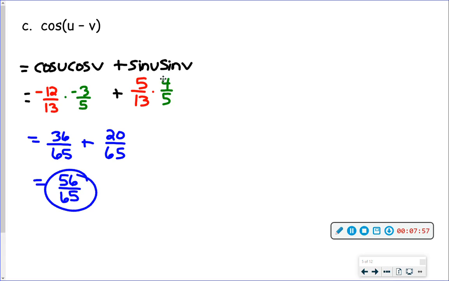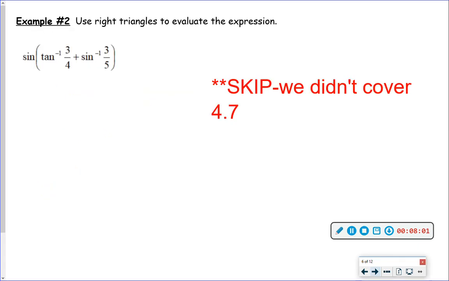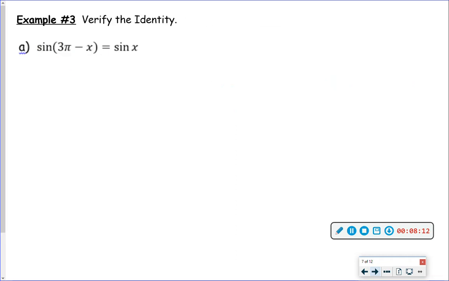All right, one example done, my friends. 3 to go. So let's take a look at this one. For right now, we're going to skip this because we did not cover section 4.7, and I'm going to delete a problem off your homework to adjust for this. So hey, 2 examples done. Moving on. Okay, to the back side.